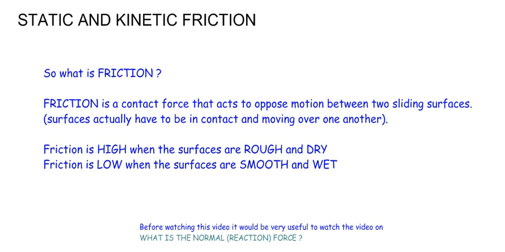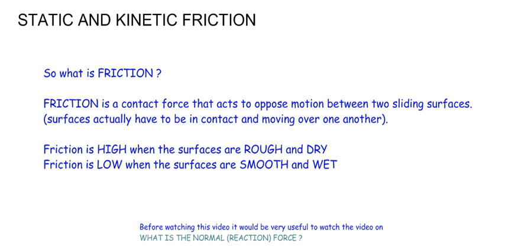So, what is friction? Friction is a type of contact force that acts to oppose motion between two sliding surfaces. The bodies have to actually be in contact with each other and sliding over one another to experience a friction force. Friction is generally high when the surfaces are rough and dry, and friction is very low when the surfaces are very smooth and wet.